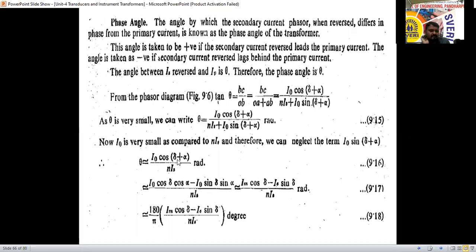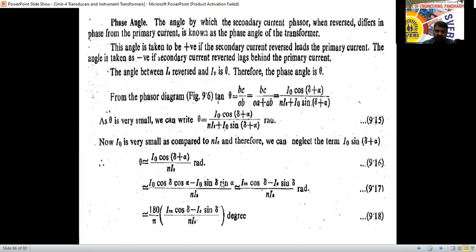What is the formula for cos(A plus B)? Anyone, can you tell? Cos A cos B minus sin A sin B. Same thing we have written here: cos(delta plus alpha), where A plus B is considered. I0 we have kept as it is. Cos A cos B is cos delta cos alpha, minus I0 sin A sin B, that is sin delta sin alpha.